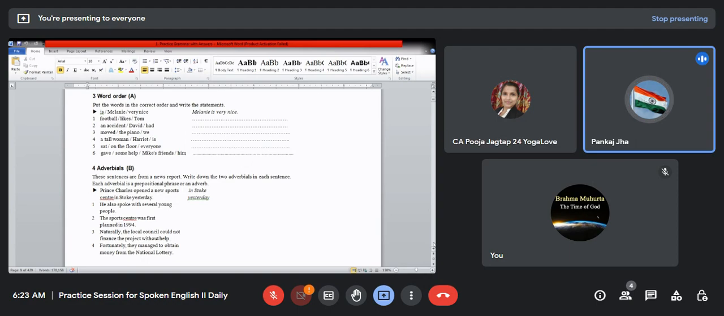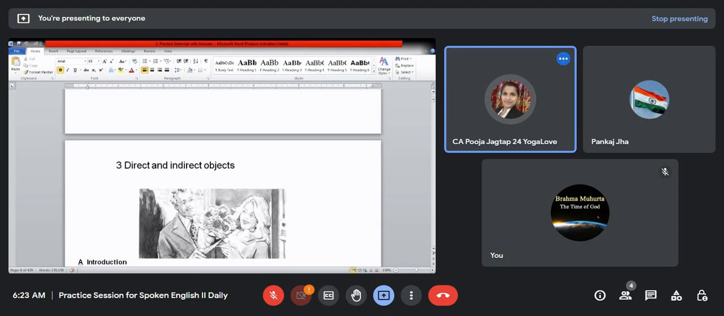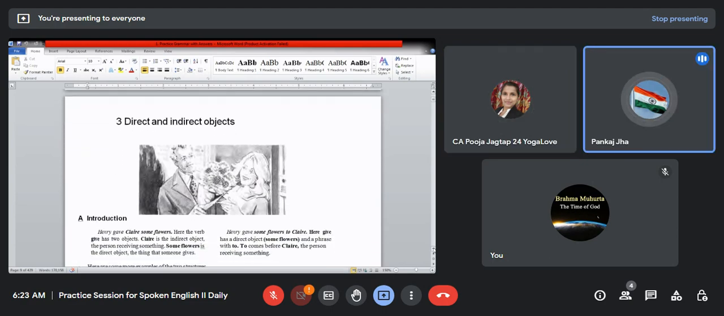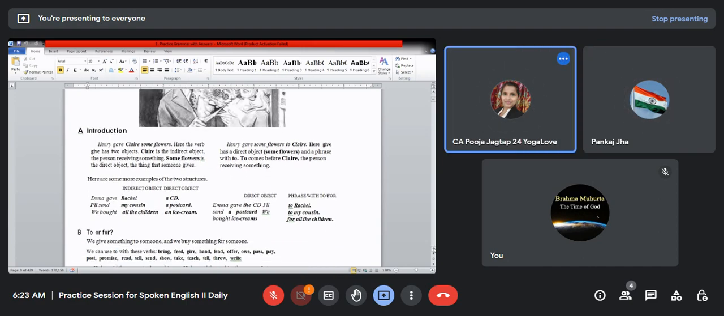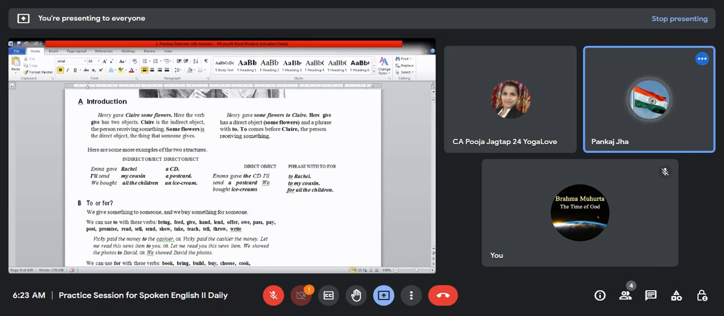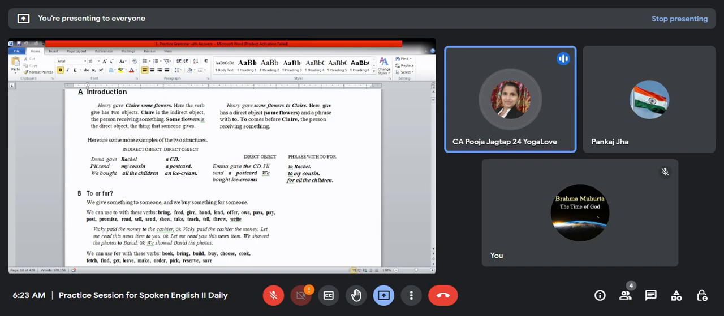Next, fourth. Direct, indirect objects. The object has also two parts, direct and indirect. Can you read, ma'am? Introduction. Henry gave Claire some flowers. Here, the verb give has two objects. Claire is the indirect object, the person receiving something. Some flowers is the direct object, the thing that someone gives.